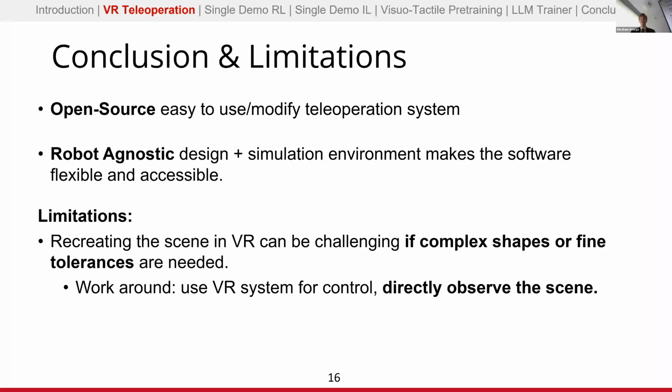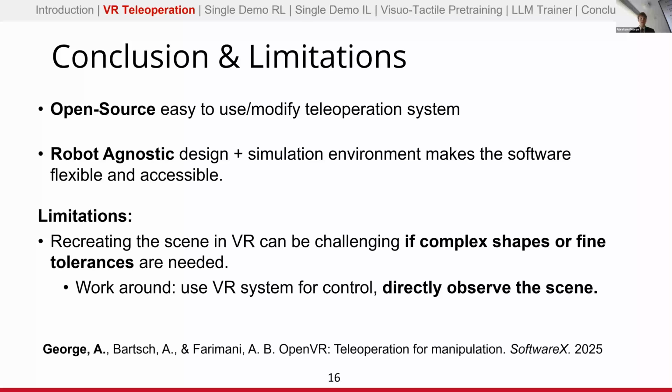Primarily, recreating the scene in VR can be challenging if we have complex shapes or fine tolerances, because we have to have some system to observe how the objects are moving and then send that information across. So for example, if you're trying to do cable plugging, that'd be pretty difficult to get the really accurate recreation made. However, there's an easy workaround that we use, which is that we use the VR system for control, but just directly observe the scene. You don't have to look into the VR headset for the system to work. And this was published in SoftwareX.